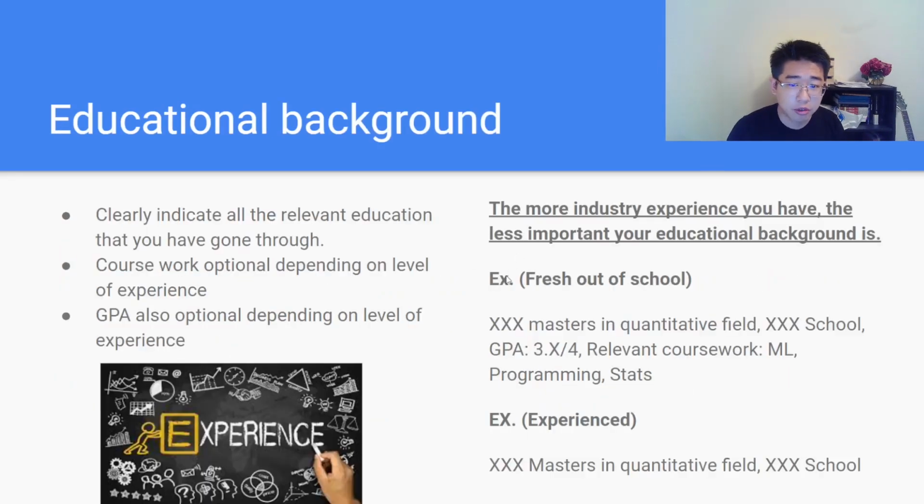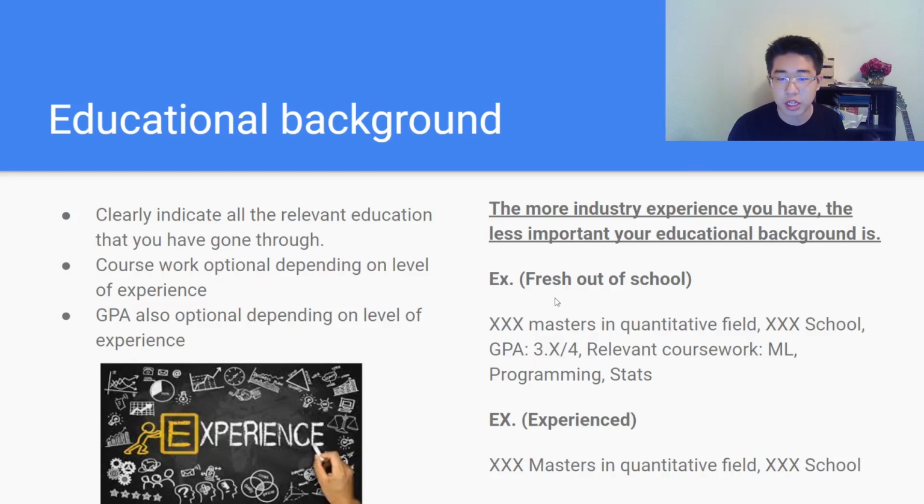In the next part, we're going to talk about education background. So obviously you want to include all the relevant education that you have that is related to data science. You want to mention the coursework, but this is also entirely optional depending on your level of experience. And then GPA, again, optional depending on the level of experience. Basically, the more industry experience you have, the less important your educational background is, right? Because then your experience will speak for itself instead of your educational background.